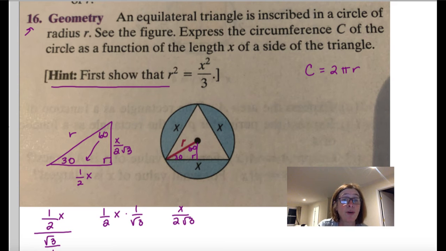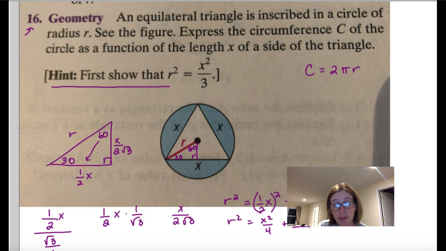Okay, so now we're going to use the Pythagorean theorem. That's going to give me r squared equals (1/2 x) squared plus (x over 2 root 3) squared. So r squared equals x squared over 4 plus x squared over 2 squared is 4, root 3 squared is 3, so over 12.